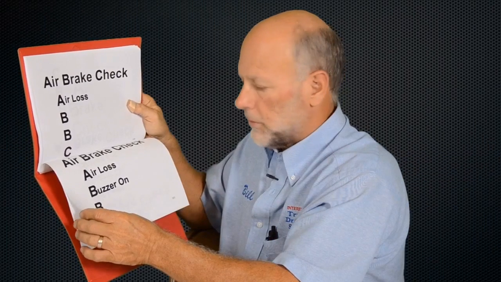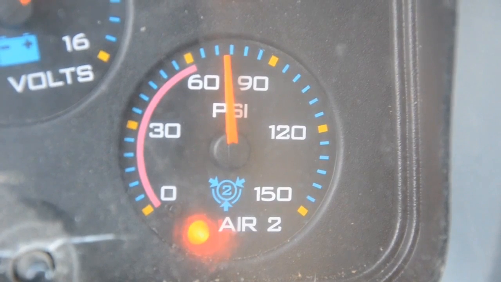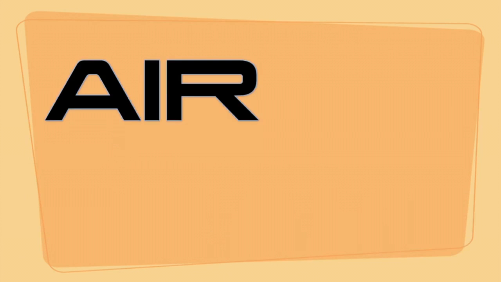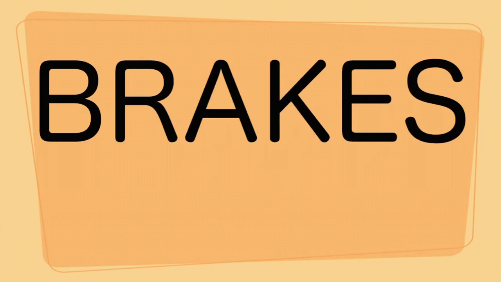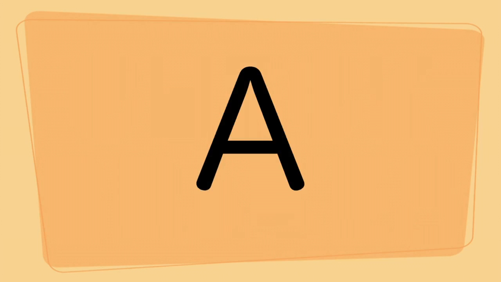The first A in the ABBC process is checking for air loss. The first B is to check for the warning signal buzzer, which comes on when you run your air pressure down between 60 and 80 pounds. The second B is to get the emergency brakes to come on, and then last but not least, you need to check those emergency brakes. All right? Air brake check, ABBC: A, air; B, buzzer; B, brakes; C, check brakes.